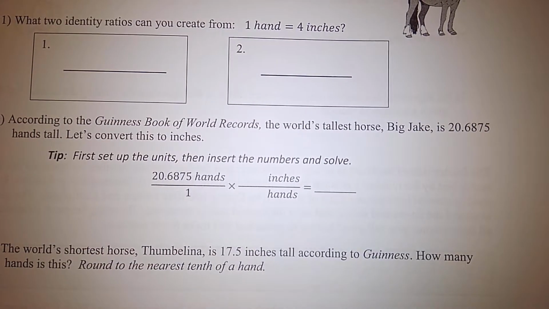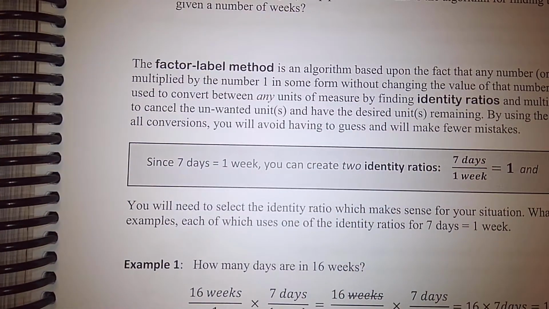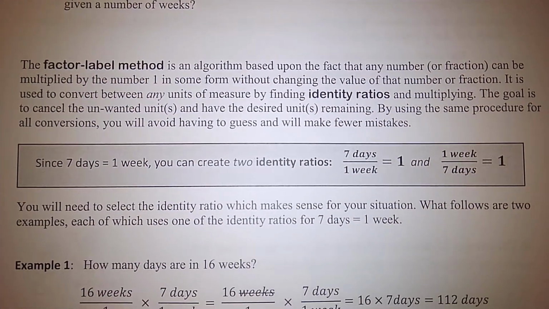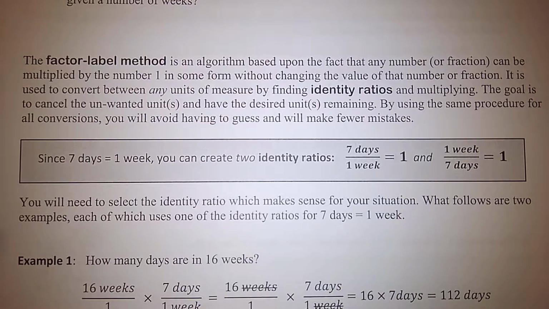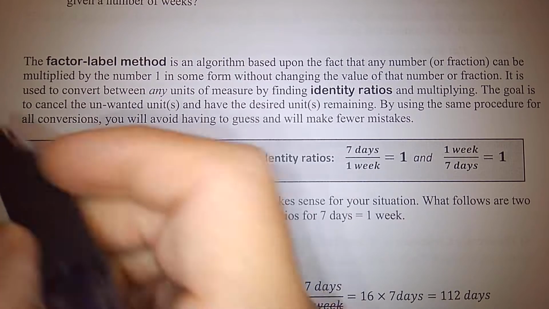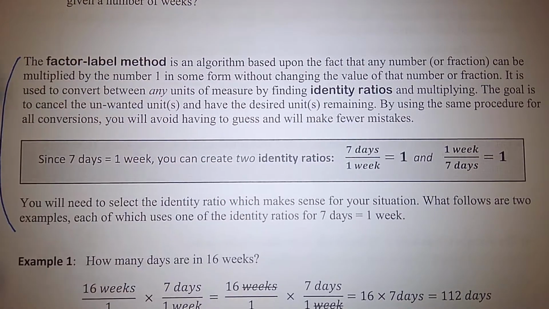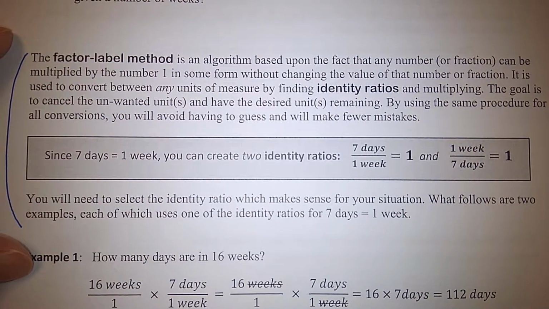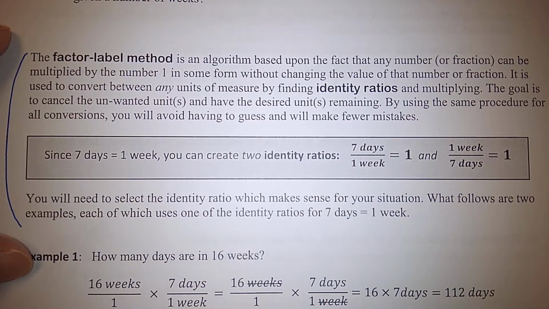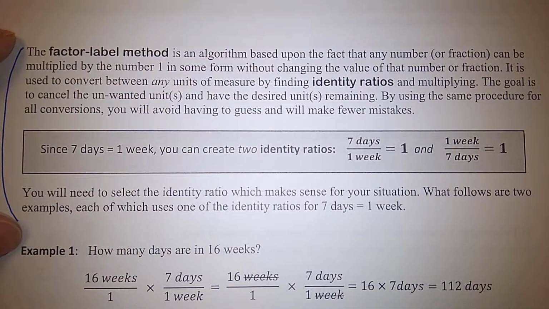So let's go back to page 157. Page 157. I'm going to ask a volunteer to read the middle part from this page. Okay, the middle part of this page. What is a factor label method? What is identity ratios? So I'm going to ask a volunteer. Kathleen, can you read for us?